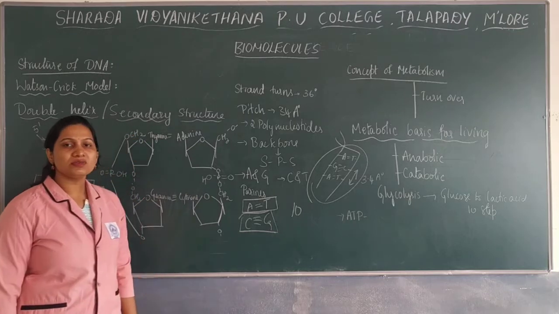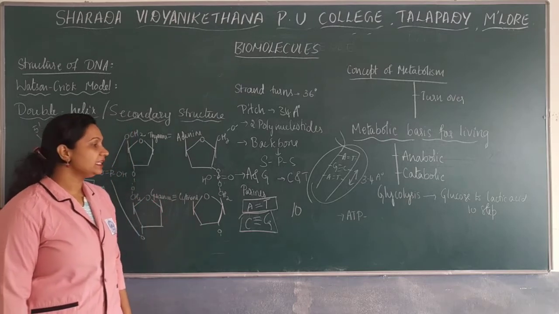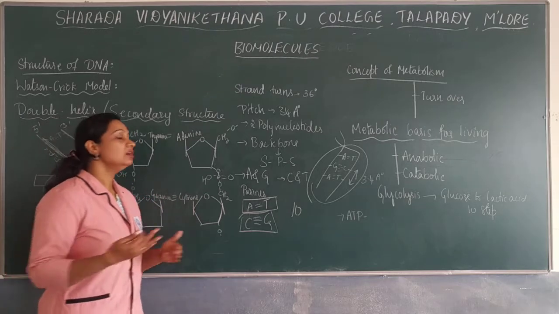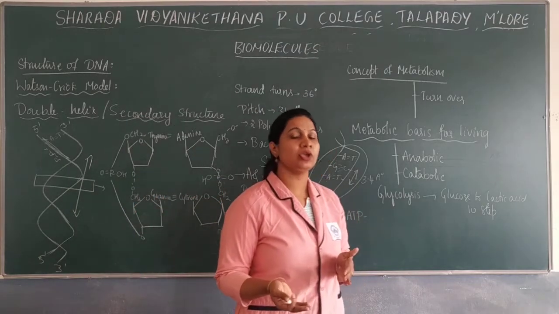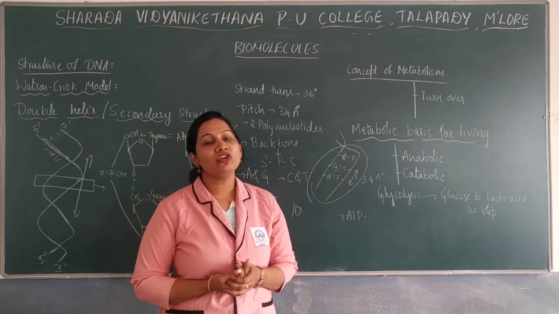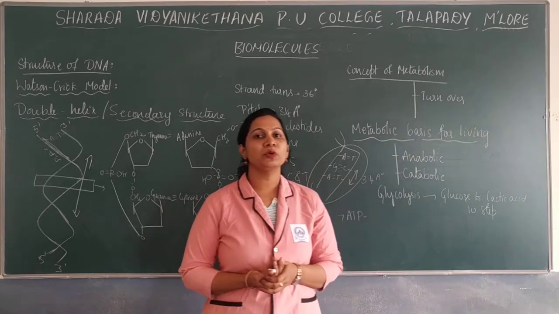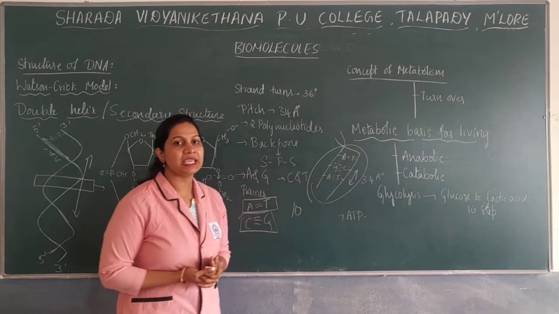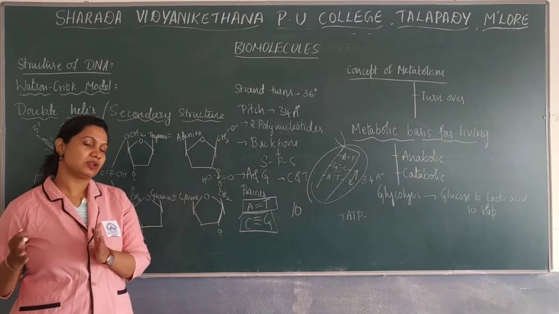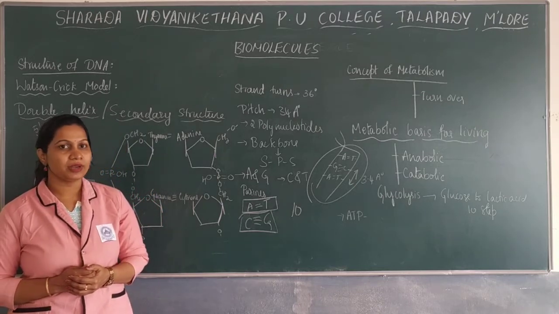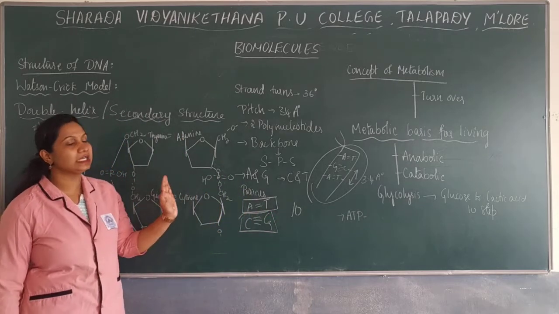There is also Chargaff's rule. According to Chargaff's rule, adenine is always paired with thymine, and cytosine is always paired with guanine. The amount of purines is equal to pyrimidines. A plus T divided by C plus G equal to 1 is not mentioned in your NCERT. So that is regarding the structure of DNA.